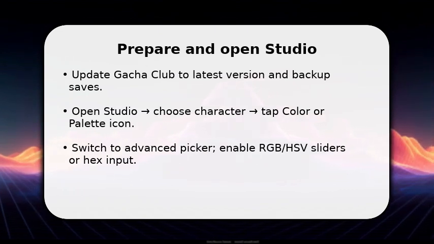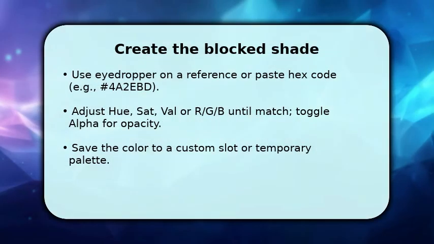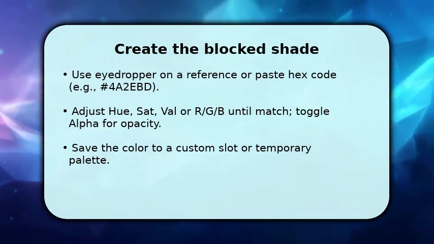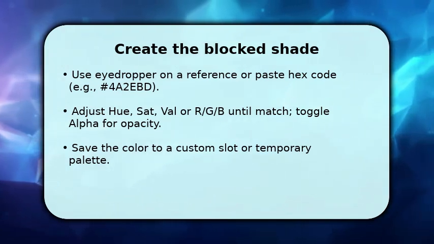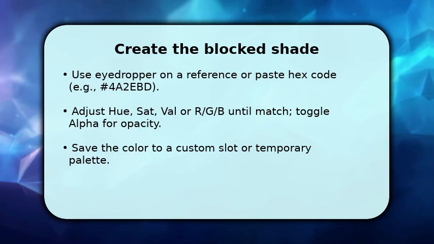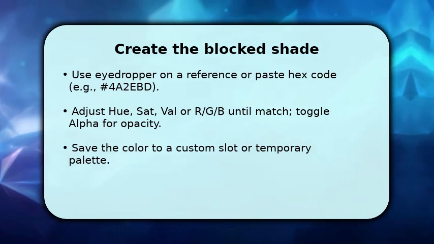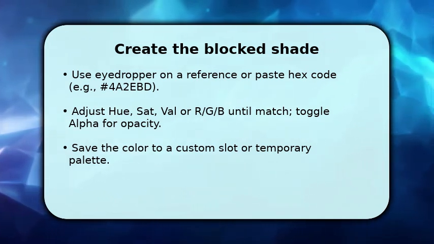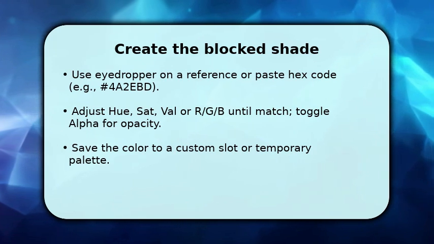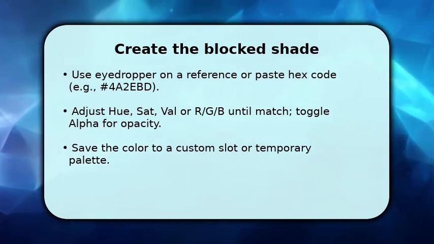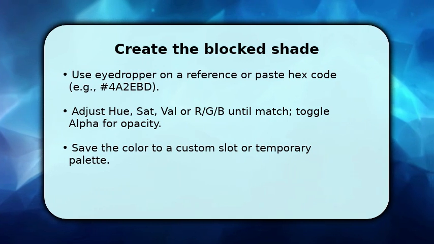Once you have the advanced picker, import a reference or paste the hex code of the block shade and use the eyedropper if needed. Then nudge hue, saturation, and value, or the individual R/G/B sliders until you match the tone. Small tweaks matter for highlights and shadows. Toggle alpha to control transparency.